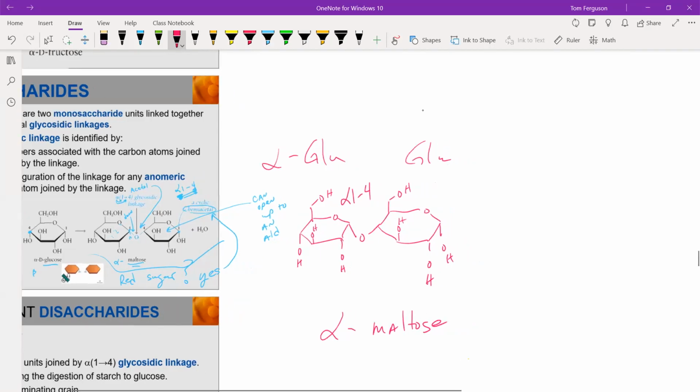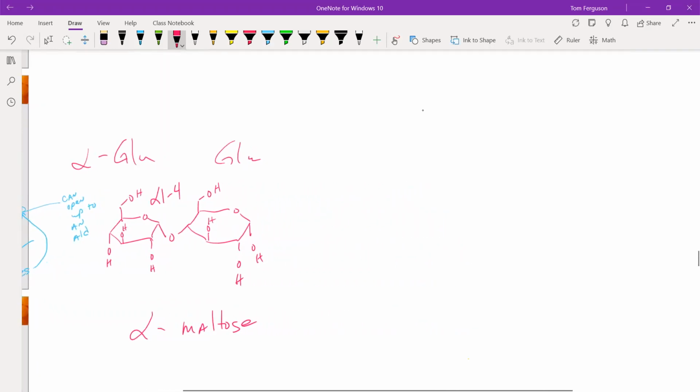Okay, so let's undergo Benedict's reaction. So what's going to happen now, because the right-hand glucose is a hemiacetal right here, it's going to open up now.